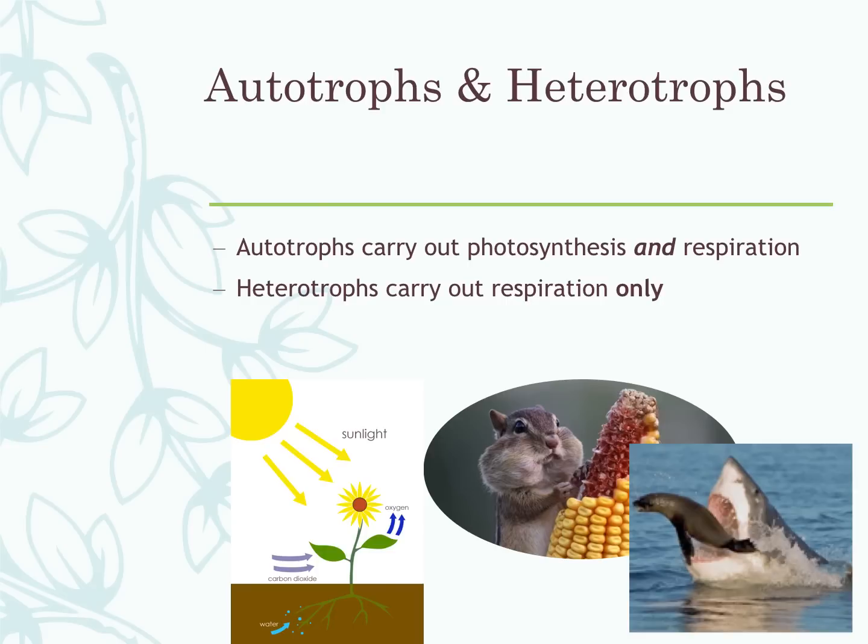The heterotrophs would be the chipmunk, the seal, and the shark. They have to consume other organisms in order to get the sugar that they have ingested to carry out cellular respiration. And that is very important to know. Autotrophs, photosynthesis and respiration. Heterotrophs, respiration only.